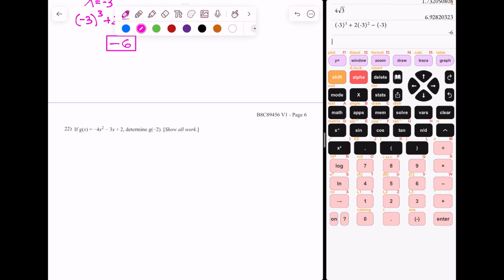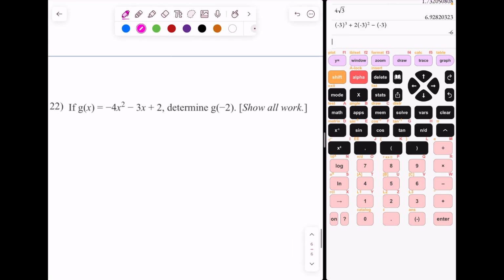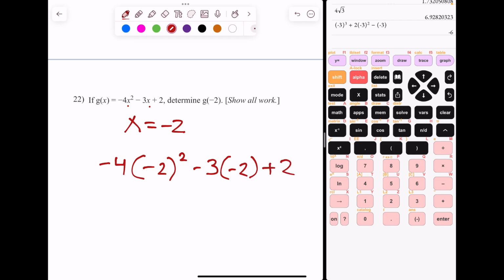All right, let's go look at 22. This is basically the same exact problem. All right. We are going to do x is equal to negative 2. Anywhere inside our problem where we see x, we are going to replace it with parentheses negative 2. And let's type this in. Negative 4, negative 2 squared, minus 3, negative 2 plus 2. I get negative 8, which is our final answer.